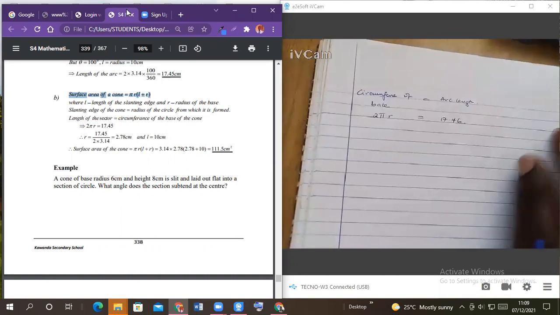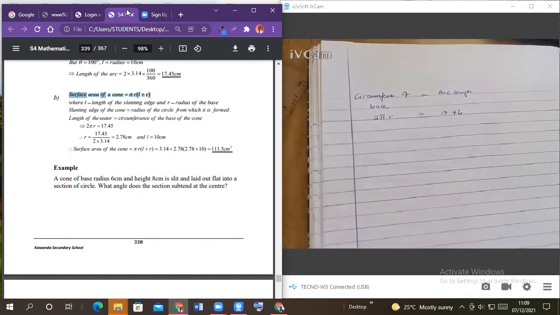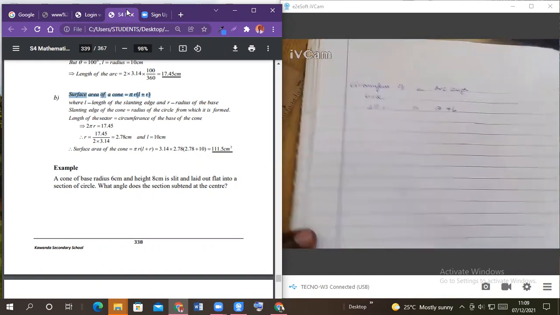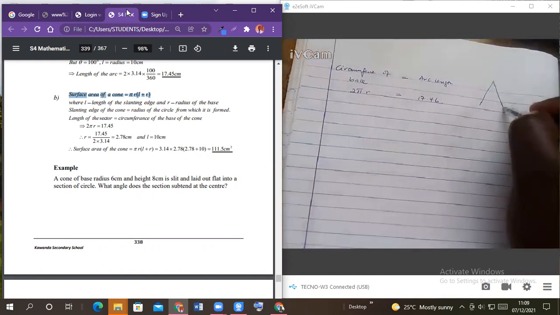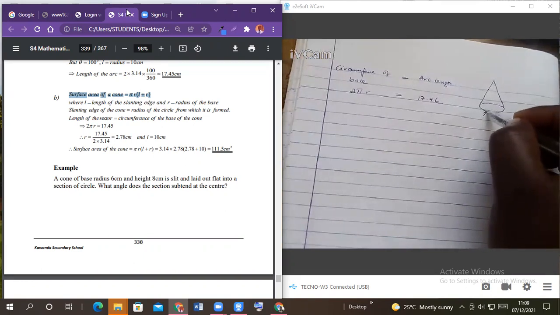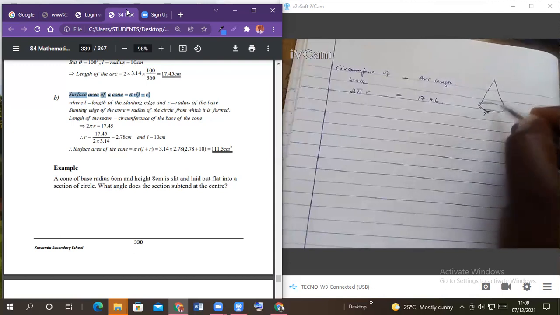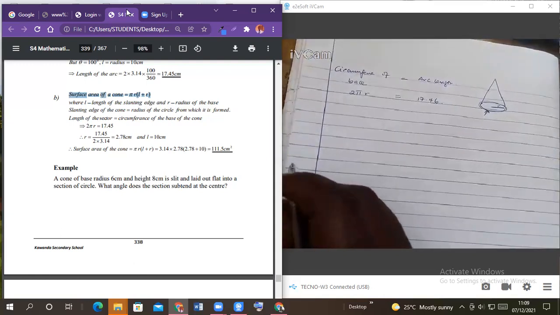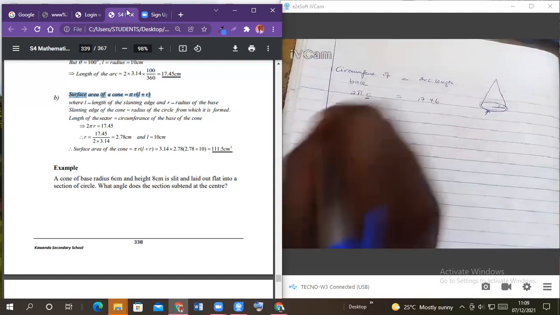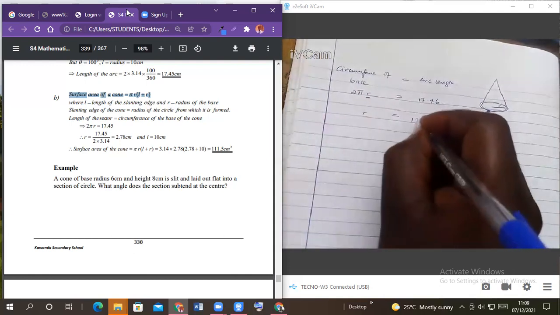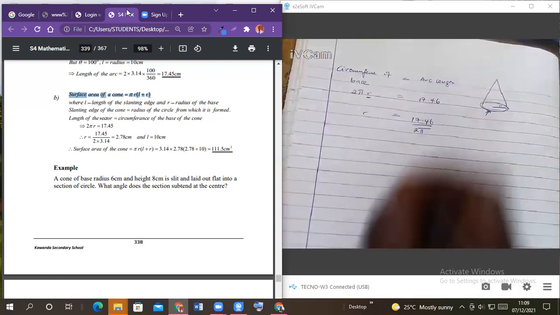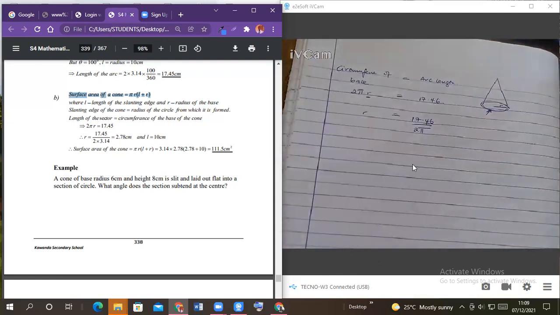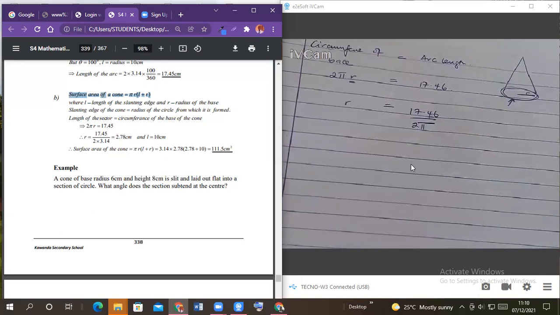17.46. So from there we can get the radius of the base. If this is your cone, now we are looking at this. This one here is what I'm calling the circumference of the base. Now we have to get that radius by using that. So that radius will be 17.46 out of 2 pi, 17.46 divided by 2 pi.